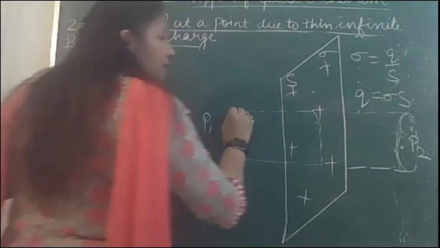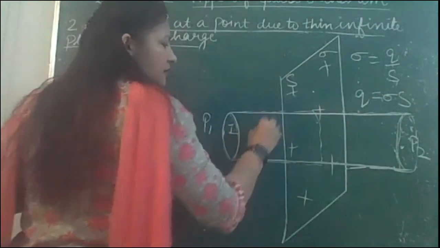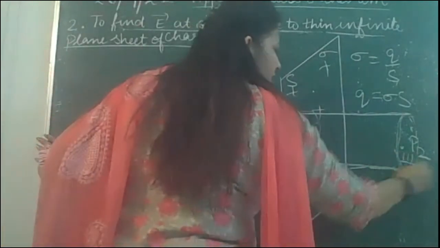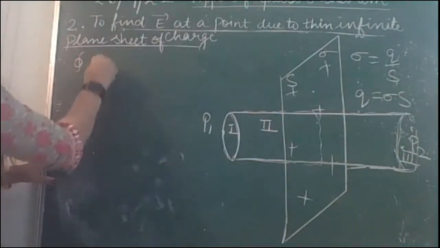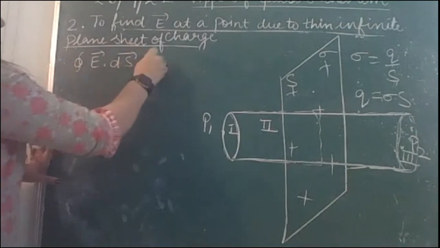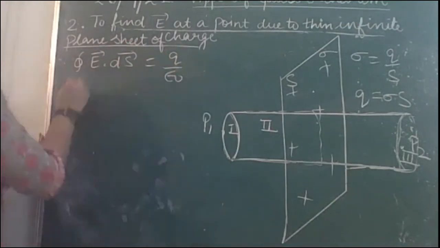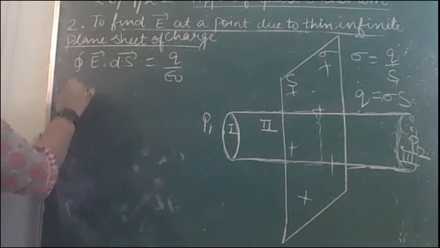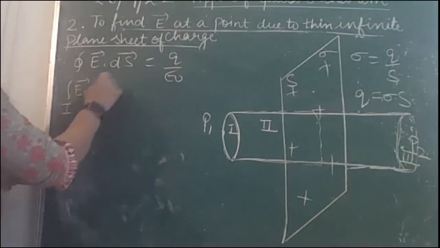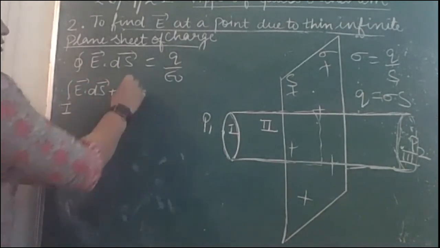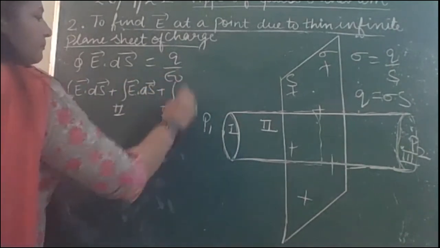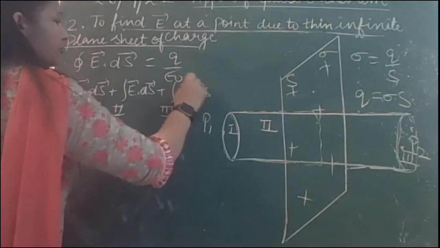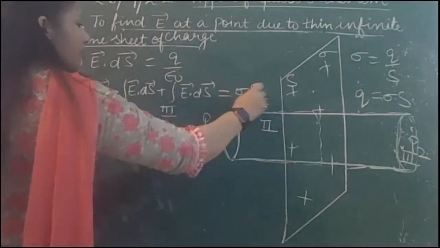So again it has 3 surfaces: surface 1, surface 2 and surface 3. Let us see which part contributes. So let us apply Gauss's theorem first of all. Integral E dot ds is Q by epsilon naught. Total flux is over the first surface, over the second surface, and over the third surface. And Q is equal to sigma S.